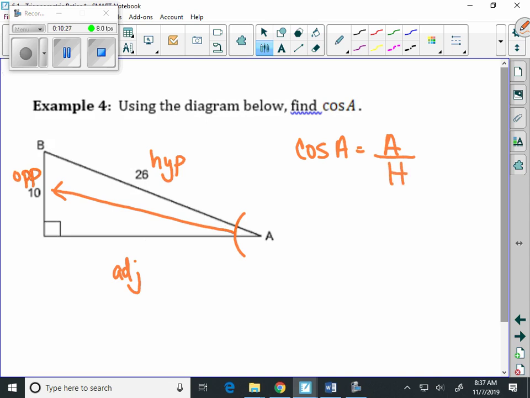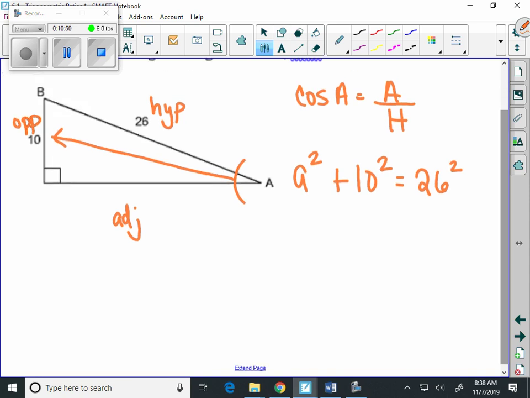So we know part of it, we don't know all of it, but we can use the Pythagorean theorem to find that final side. Remember, Pythagorean theorem is a squared plus b squared equals c squared, but it's also side squared plus side squared equals hypotenuse squared. So it's something like a squared plus 10 squared equals 26 squared. You could do 10 squared plus a squared, it doesn't make any difference. But this is a squared plus 100 equals 576.